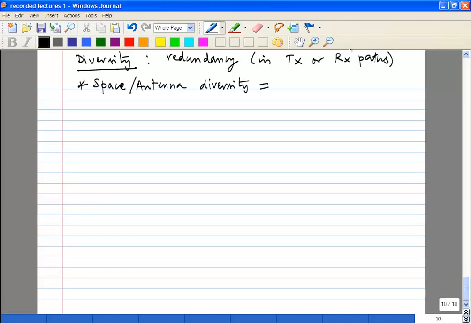What does this mean? All this means is you have two or more antennas, and you can choose to operate either one of the antennas, so that your probability of having fading at both antennas at the same time is very little. Usually you would have some multiple of lambda by 2 spacing between the antennas. The reason is, if you have completely destructive interference at one antenna, you would have close to constructive interference at the other.